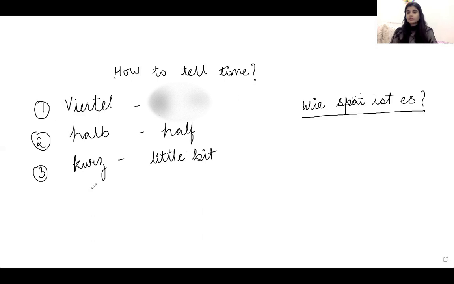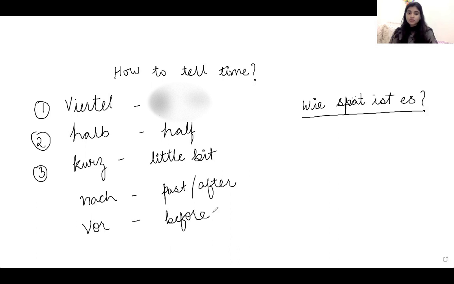And then you have to learn few prepositions, that is nach. Nach is for past you use, past, or after, while telling time. Vor is before. So to say it is quarter to 10, like there's a quarter left to 10 o'clock, then for that you use vor in German, that means before. Okay, so Viertel, halb, kurz, nach, and vor. So it's your choice. If someone asked you wie spät ist es, that means what's the time, you can choose to tell the time in the official or unofficial way, okay?